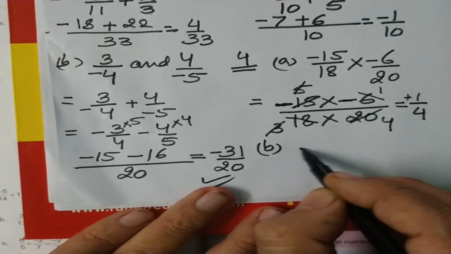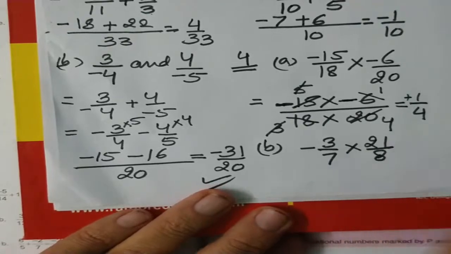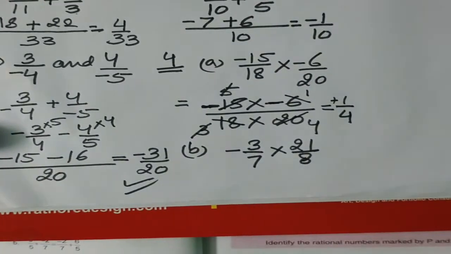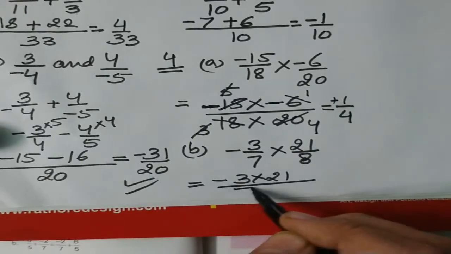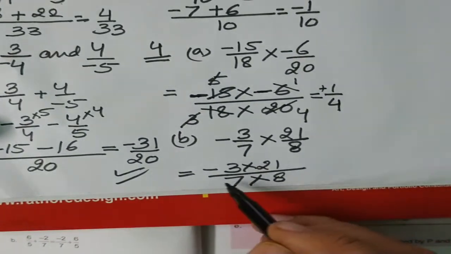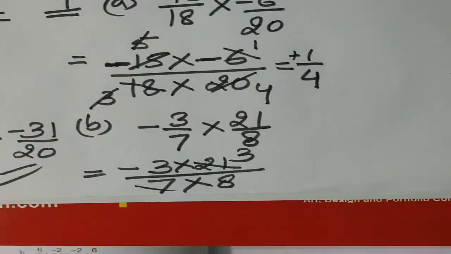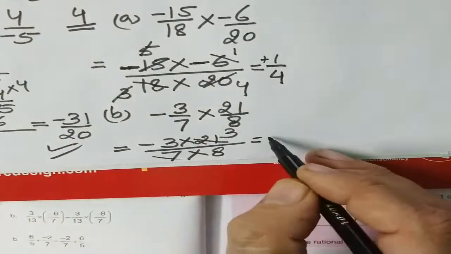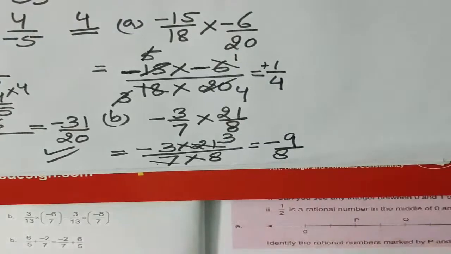In B part it is written minus 3 upon 7 multiplied by 21 upon 8. So minus 3 upon 7 into 21 upon 8 means minus 3 into 21 upon 7 into 8. Now 7 will divide 21. Now no other number is cancelling. So 3 into 3 will become 9, and the denominator is only 8. So it will be minus 9 upon 8 is the answer.